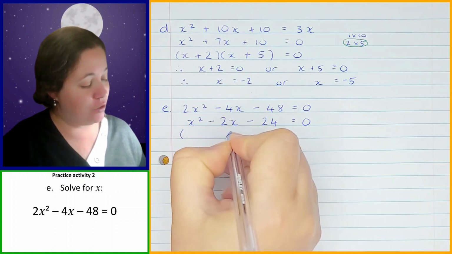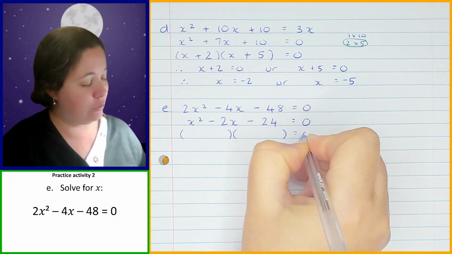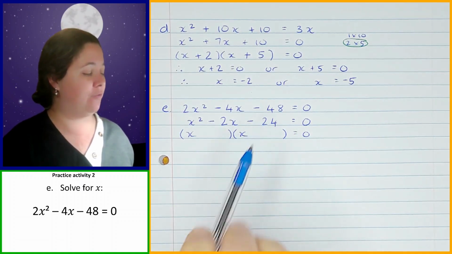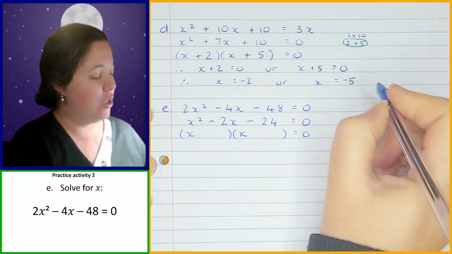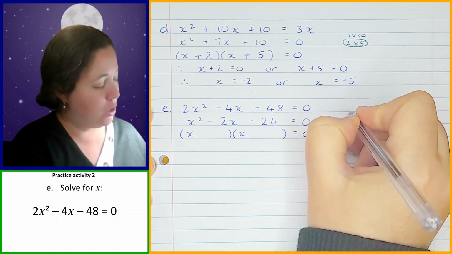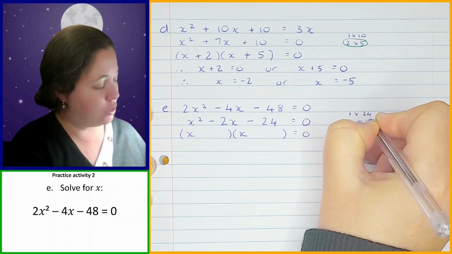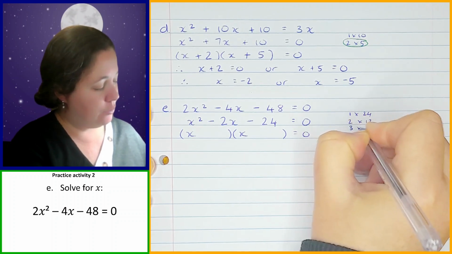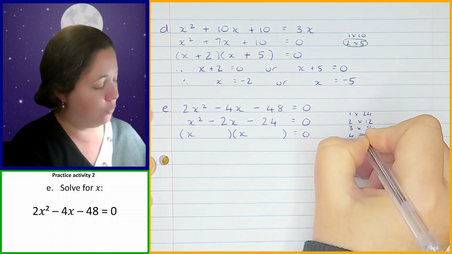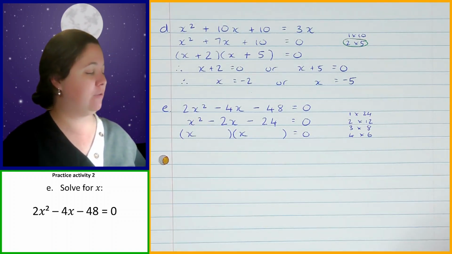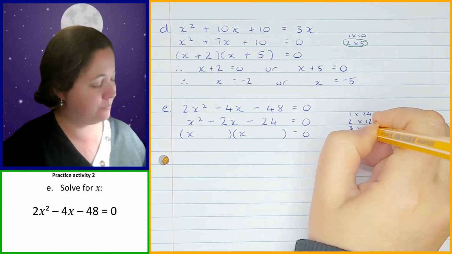So I'm going to open 2 sets of brackets. That's equal to 0. I've got x in each. And now we're looking for the factors of 24 that we can subtract to get 2. So the factors of 24 are going to be 1 and 24, 2 and 12, 3 and 8, and 4 and 6. The pair that I can subtract to get 2 is going to be the 4 and the 6.